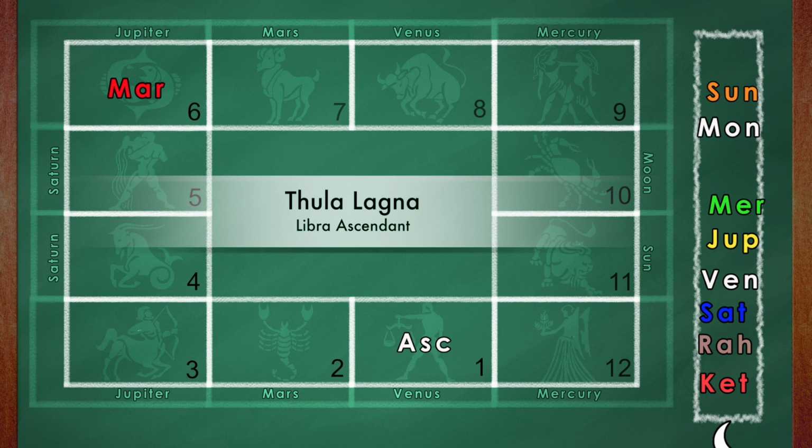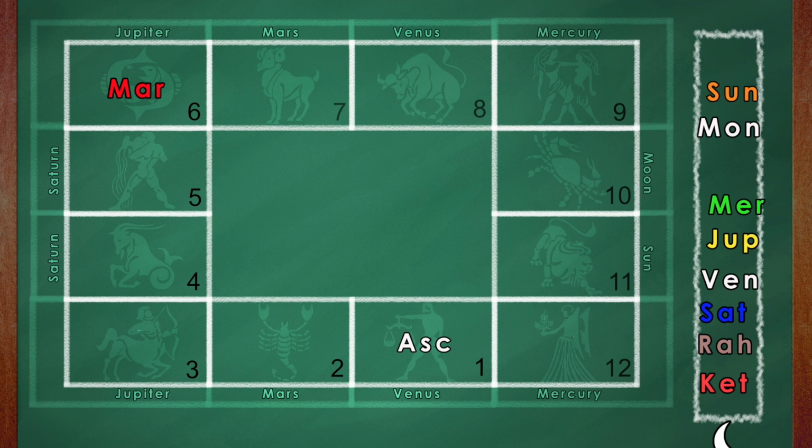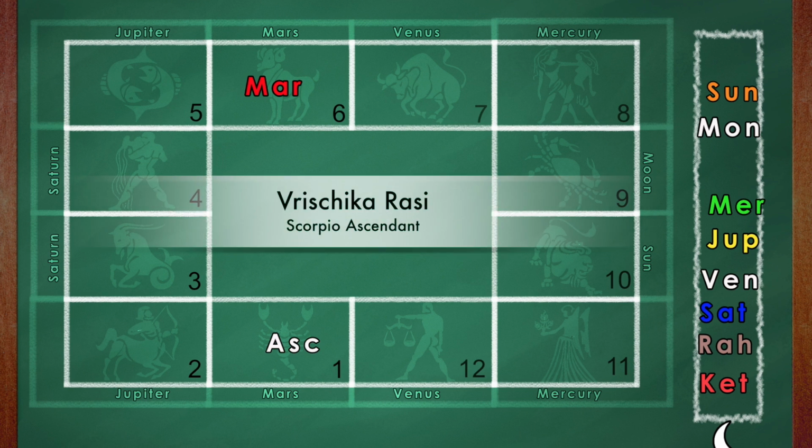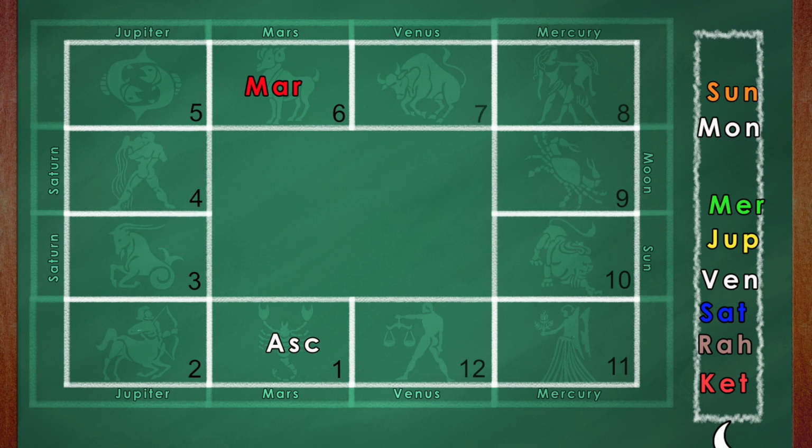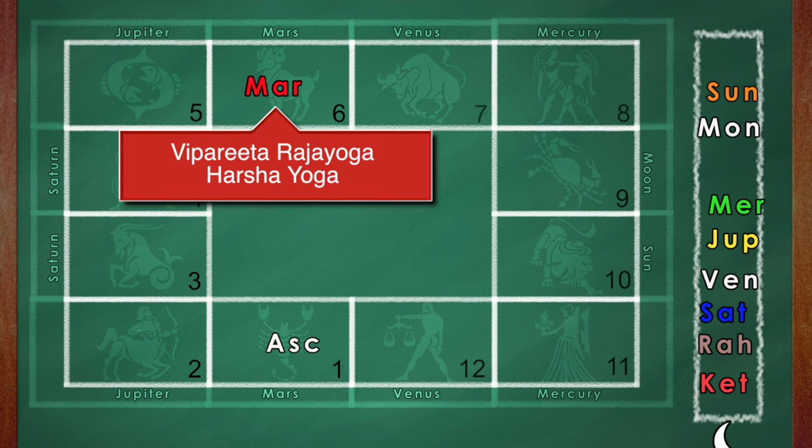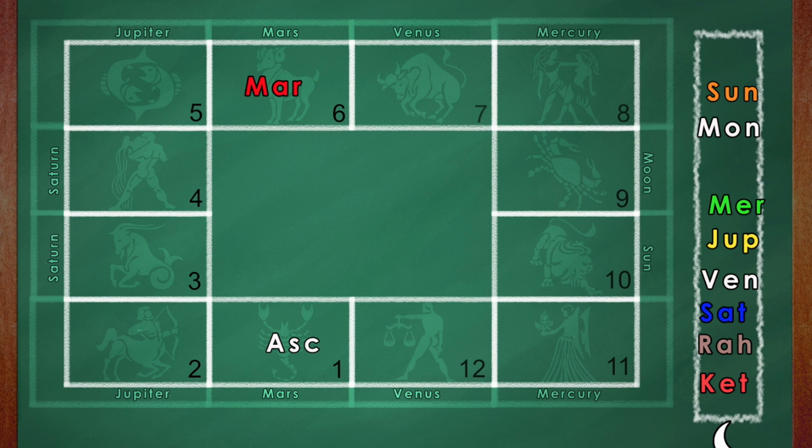This is Thula Lagna, Libra Ascendant, and Mars is in the sign of Jupiter. And because it is in the sign of its friend and also a natural benefic, you should expect more of the positive side of this Mars manifesting in your life. This is Vrishika Lagna, Scorpio Ascendant, and Mars is very happy to be in the 6th house because Mars is in its own sign and gives rise to a Viparita Raj Yoga, Harsha Yoga, which is very good for victory over enemies. Even without this yoga, Mars in the 6th is expected to give you this kind of victory over enemies anyway. So this is a double bonanza.